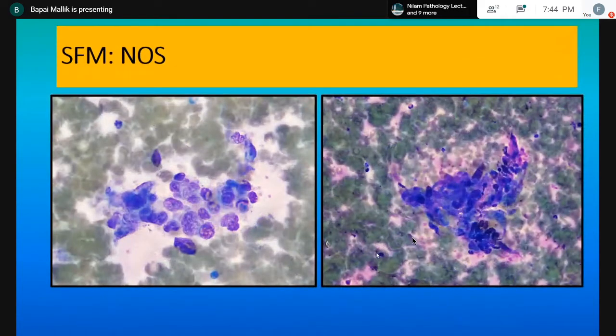Now, this is the last one of the suspicious group, which is called suspicious for malignancy NOS. Now, what would you call something when you come across a group of cells like this? As you see, these cells are rather pleomorphic.